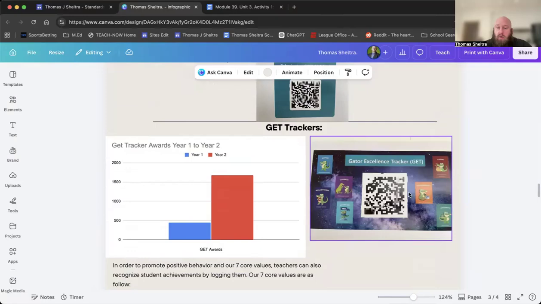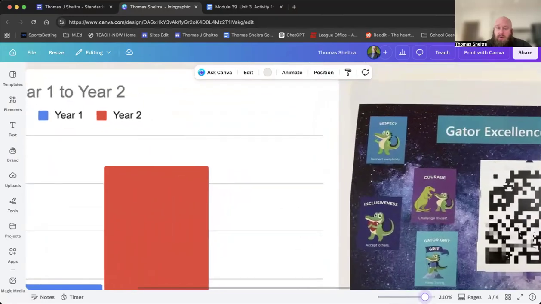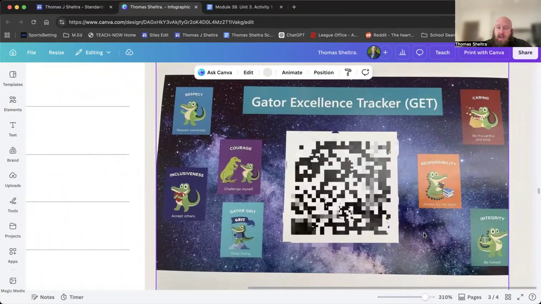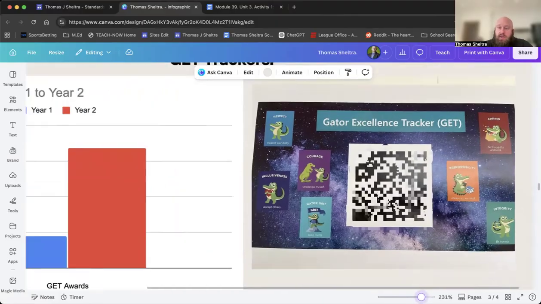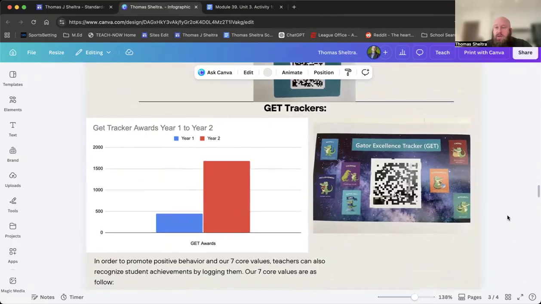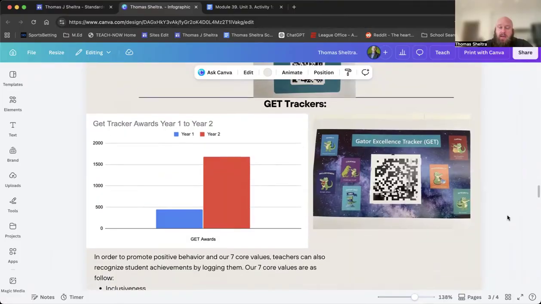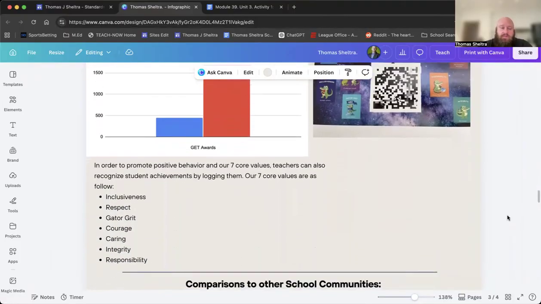And going back to standard one, as far as our mission and values, these are our core values. I'm going to try to zoom in here a little bit. We have get trackers, and this is how we reward students for embodying the core values that we expect out of them. This fits into standard one as far as our mission and values and how we approach our students in teaching, but also as a community, and fits into standard two as far as how we respect our students and how we treat our students.